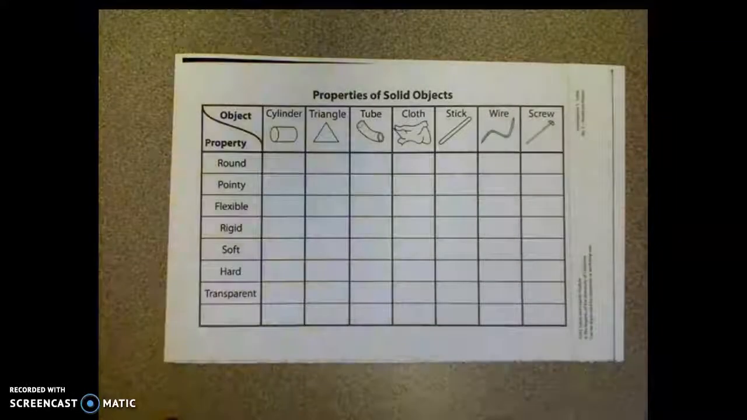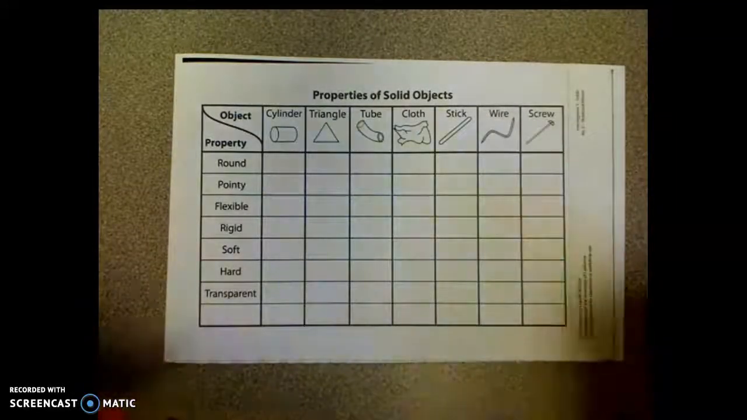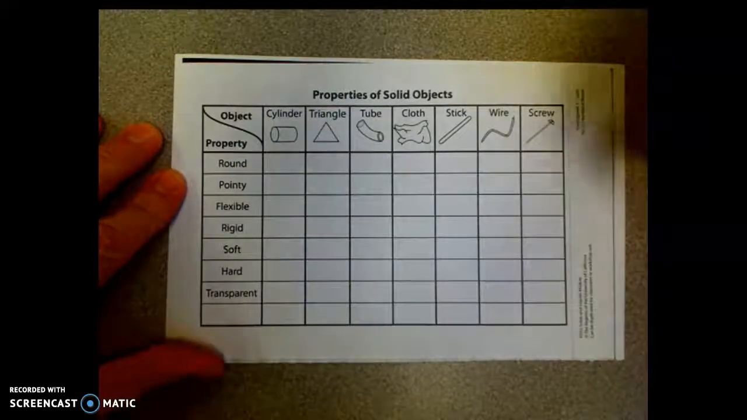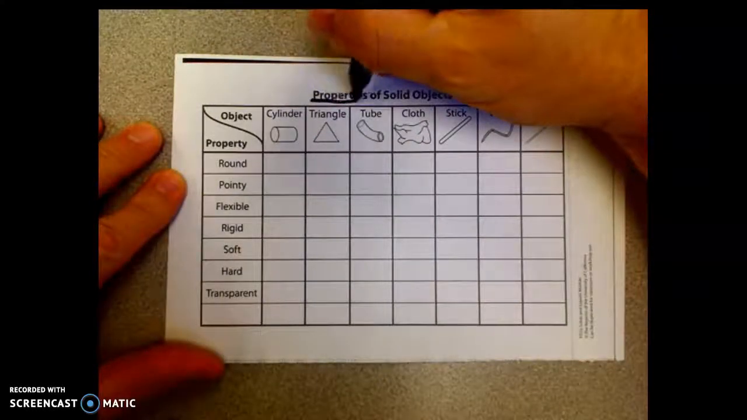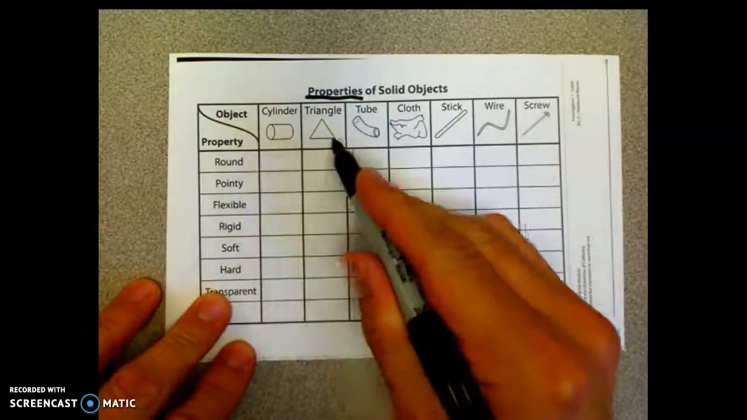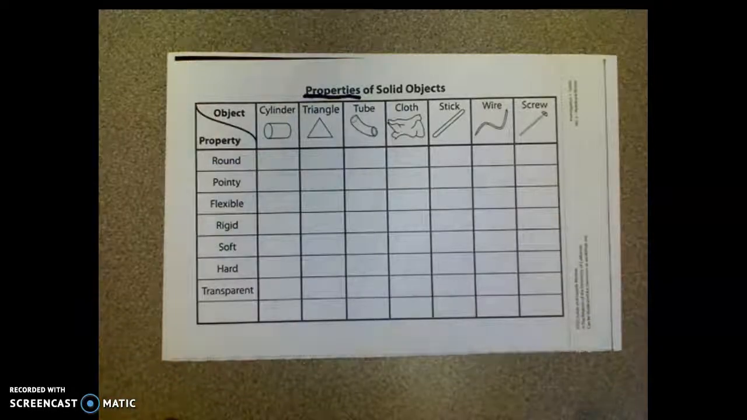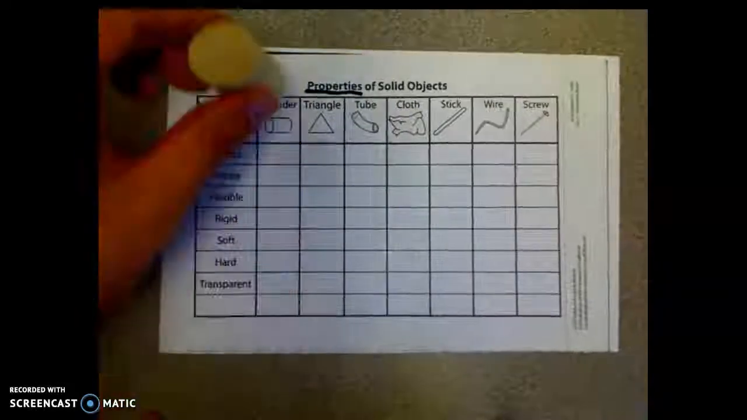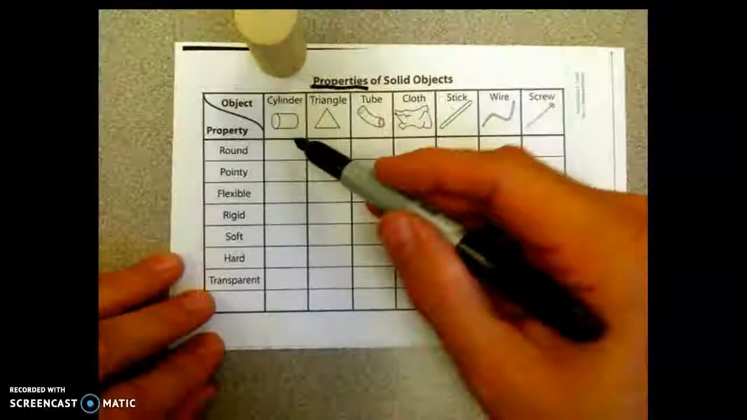Hello, boys and girls. Today, I'm going to show you how to do an activity where you are going to check out some solid objects and figure out what their properties are. So you and a partner are going to get these materials. They should look familiar. You've seen them before. And let's start with the cylinder first. So here's what you're going to do.